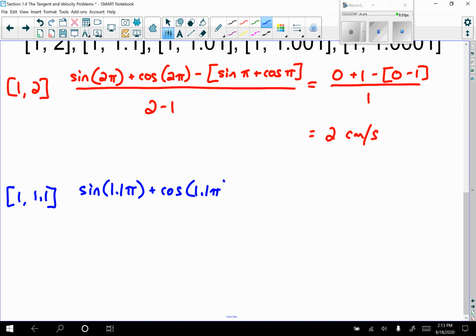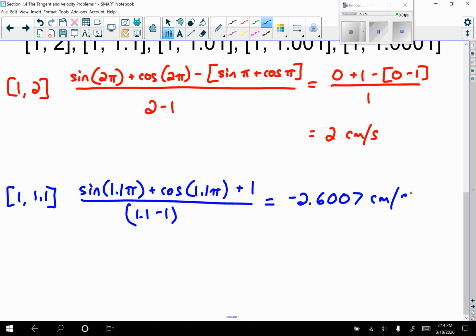Now we know sine of pi is 0, cosine of pi is a negative 1, so minus a negative 1 will always turn into a plus 1. And then at the bottom we have 1.1 minus 1. So all we have to do is carefully type this in. Go ahead and do that. And then you can check to see what you get. Pause the video if you need to. But it should be coming up a negative 2.6007 centimeters per second. And yes, we did jump from a positive 2 down to past a negative 2.